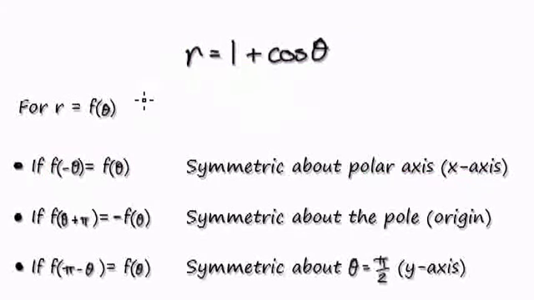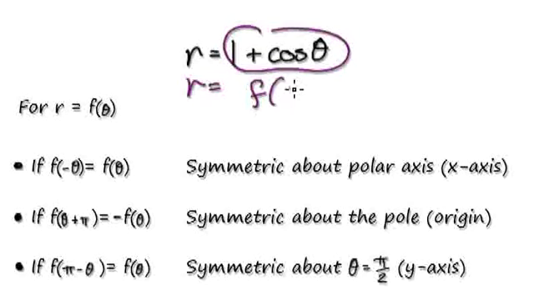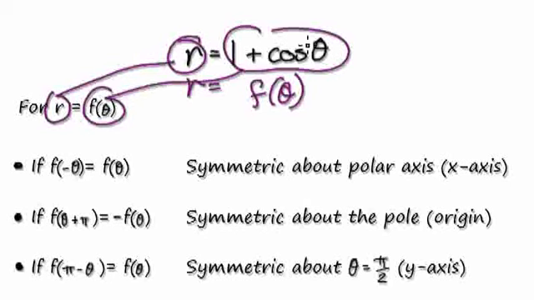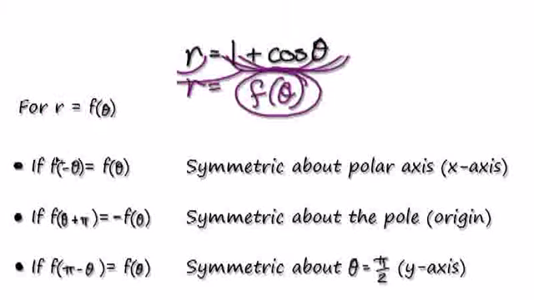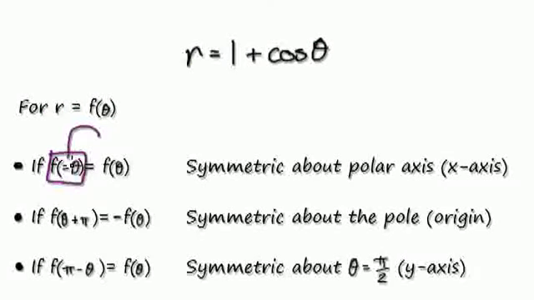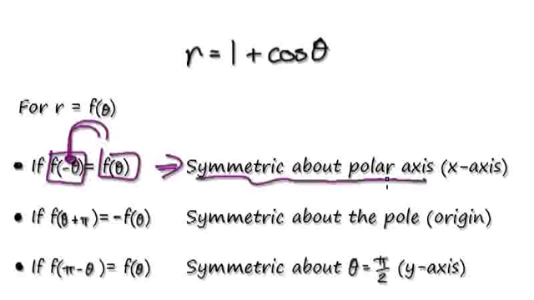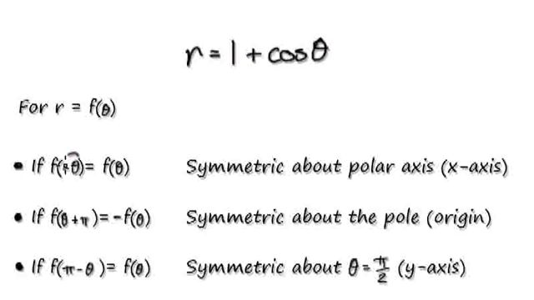if you look at this here, currently you can imagine this as a function of theta, f of theta. Now, if you apply the negative version of theta to the function, and if it equals the original, then you can say it's symmetric along the polar axis. So now apply the negative version into here.